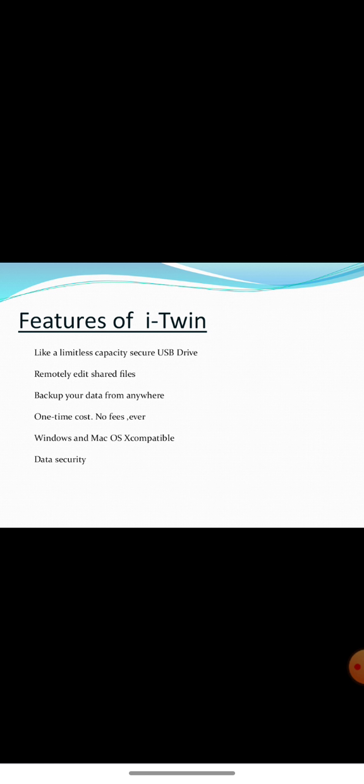Next, Windows and Mac OS X compatible. It means you can use iTwin on both Windows and Mac OS X platforms. It works on Microsoft Windows XP, Windows Vista, Windows 7, etc.